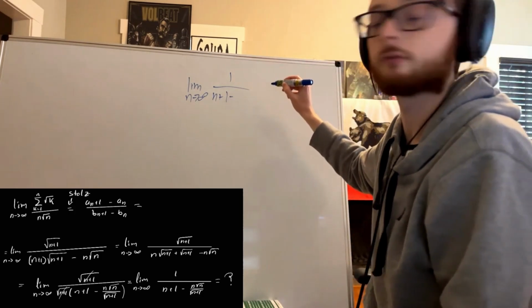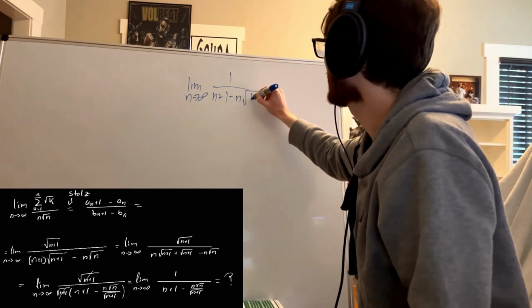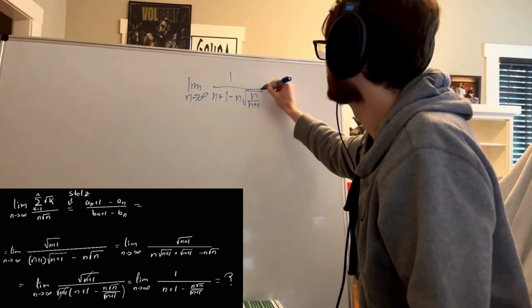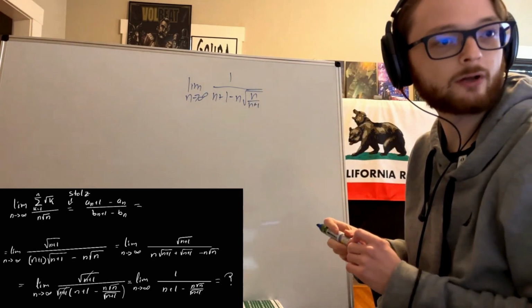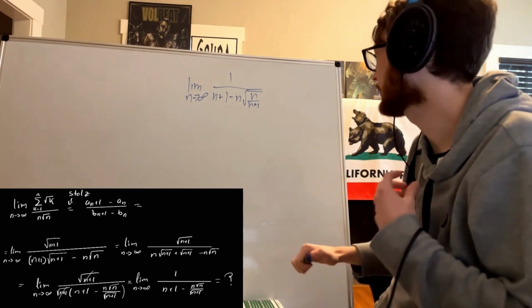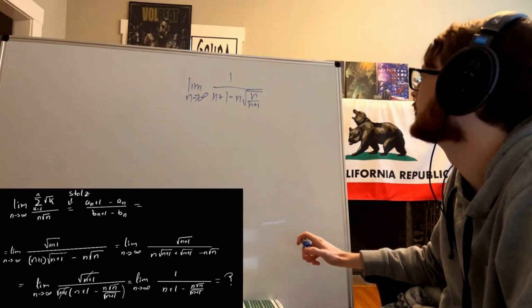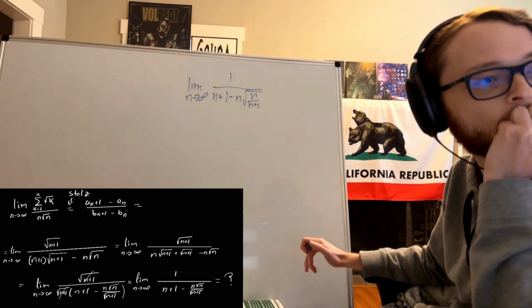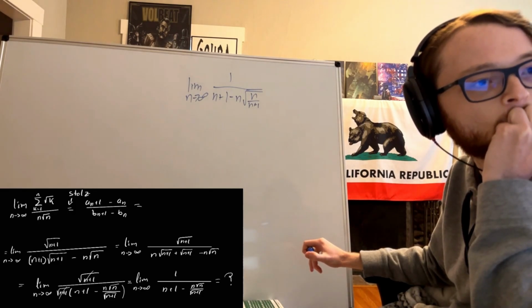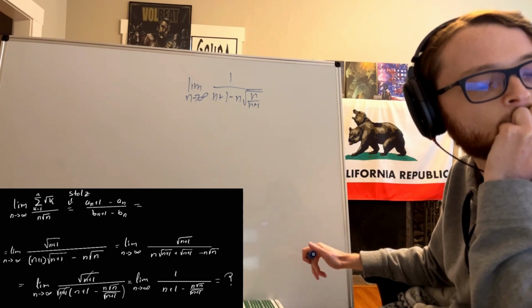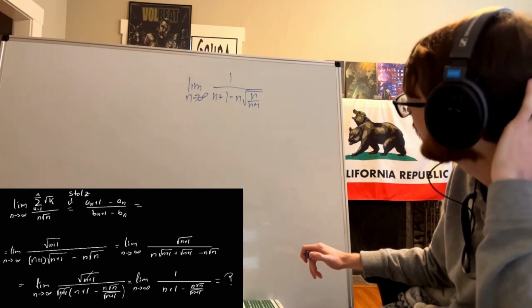Then we say minus n root n over n plus 1. Which actually that doesn't help, does it? If it does, I don't see how. Because I have infinity minus infinity. No L'Hopitals allowed.